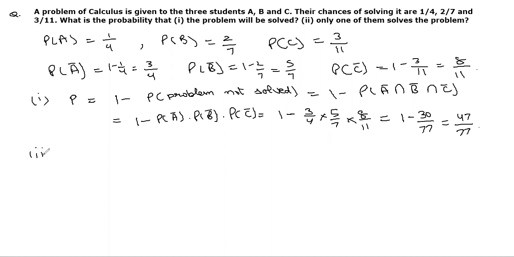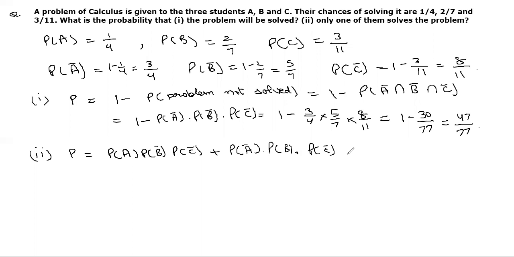Now the second part is that only one of them solves the problem. If this probability is calculated, we assume that only A can solve the problem and not B and C. Because the events are independent, we can directly write it like P(A) into P of not B into P of not C, plus this time B solves the problem, not A and C, so P of not A into P(B) into P of not C. This time C solves the problem and not A and B, so P of not A into P of not B into P(C).